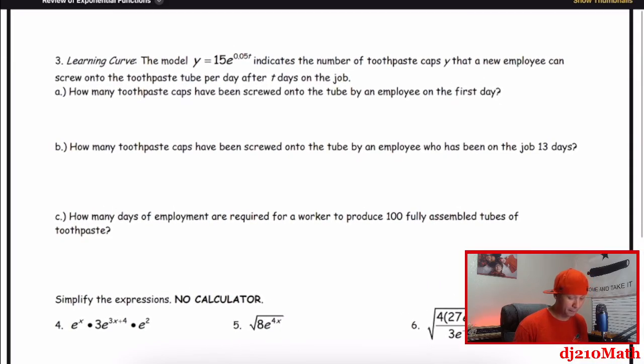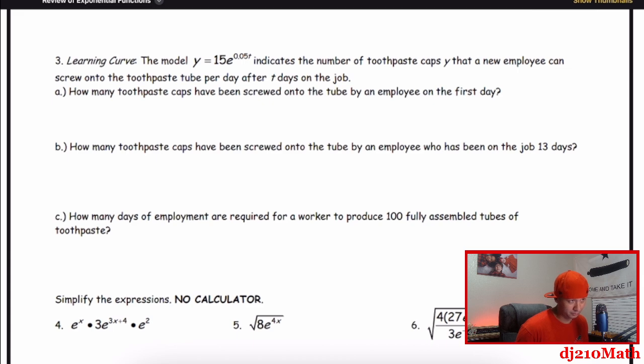All right, number 3. So the model y equals 15 e to the 0.05 t. So this formula indicates the number of toothpaste caps y that a new employee can screw onto the toothpaste tube per day after t days of being on the job.